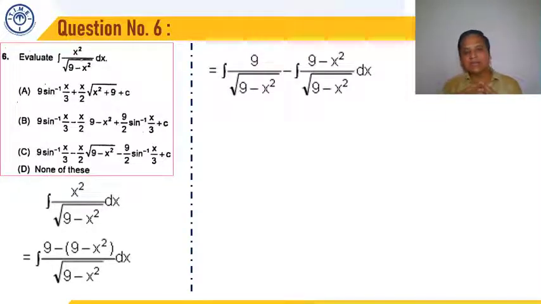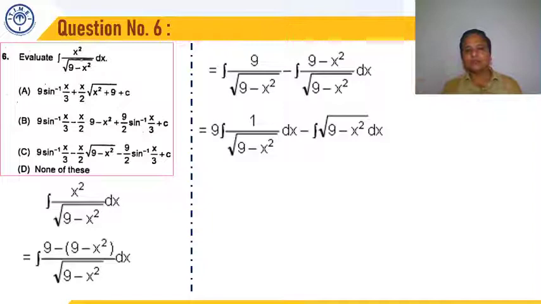So it is written as 9 upon under root 9 minus x square as first term, minus integration of second expression 9 minus x square upon root 9 minus x square. Now x upon root x is root x, or a upon root a is root a. So second part is solved. First part 9 goes out common, it becomes 1 upon root of 3 square minus x square dx, minus integral of under root of 9 minus x square dx. Now both are standard results which we can apply straight away.